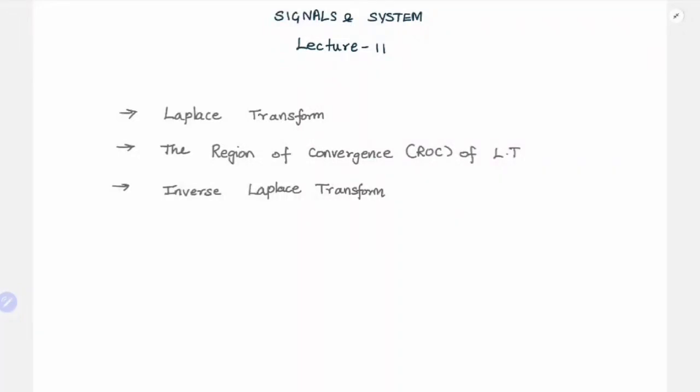Everyone, welcome back. This is lecture 11 of the lecture series Signals and Systems. In this lecture, we'll be learning about Laplace transforms and the region of convergence of Laplace transform and also about the inverse Laplace transform. So let's get started.